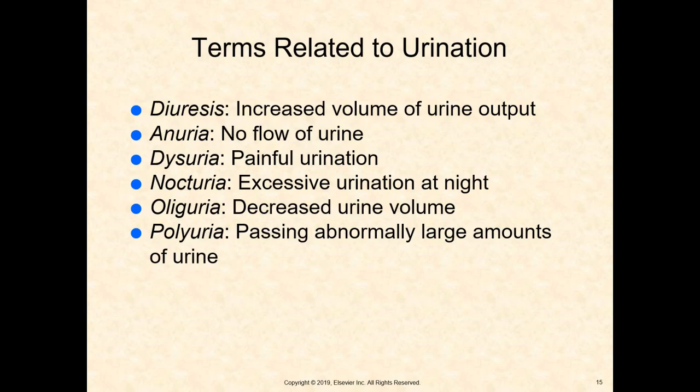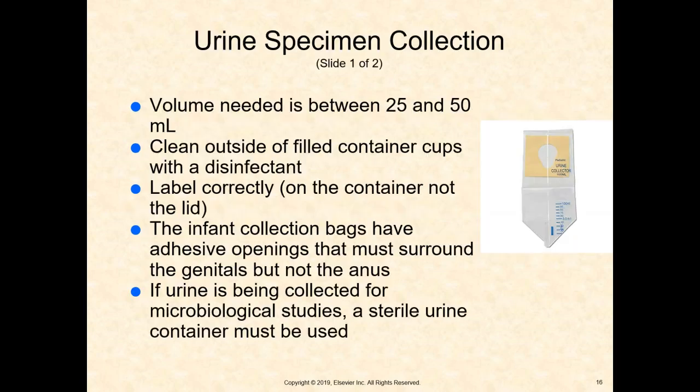Polyuria is passing abnormally large amounts of urine, greater than 2,000 mLs a day. And when you think of what's 2,000 mLs, Becky? Well, that is a 2-liter bottle of soda. So if you think of those giant bottles of soda you can get at the grocery store, that's 2,000 mLs.